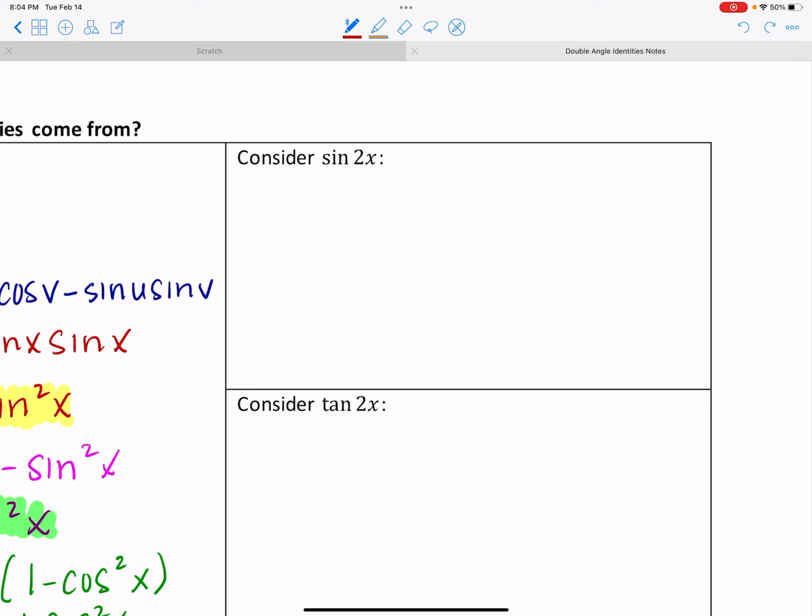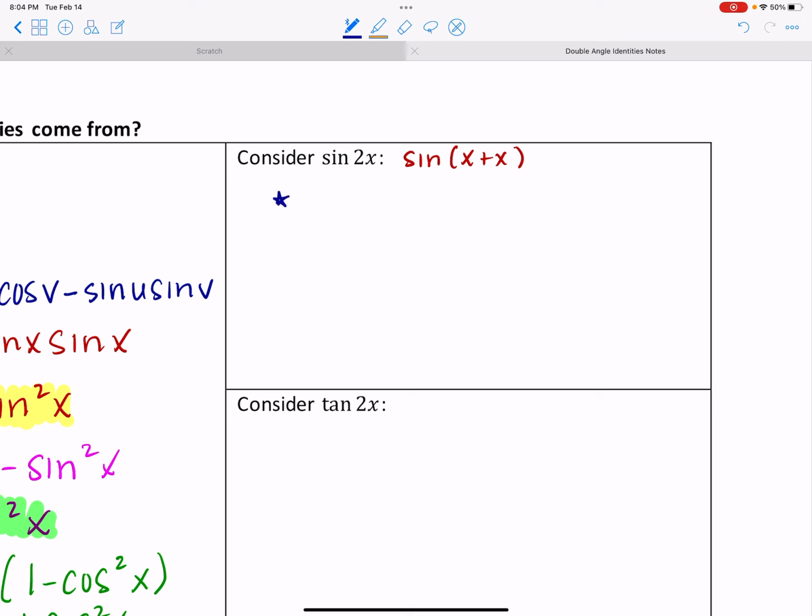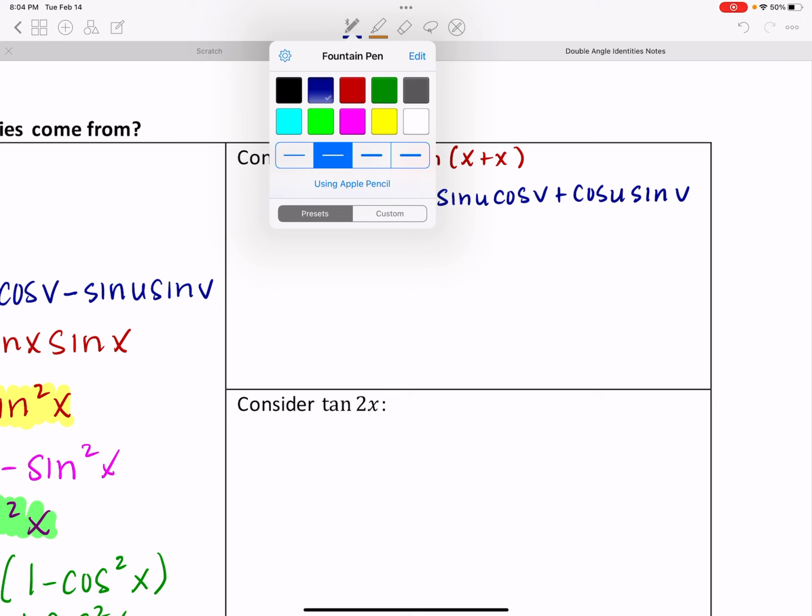Again, let's just say that that's the same as the sine of x plus x, so that we can apply our sine of a sum identity. So the sine of a sum, I'll help you out here. If we have the sine of u plus v, that's going to be equal to the sine of u times the cosine of v, plus cosine u sine of v. So sine, cosine, cosine, sine.